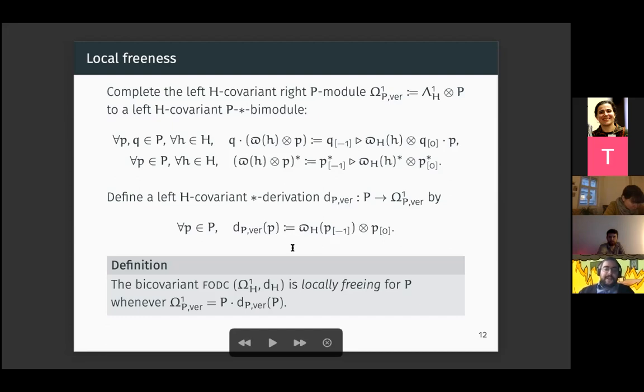And so now it makes sense to say that your bicovariant calculus on H is locally free whenever this bimodule is actually generated by the range of the derivative on P. In which case you really do get a differential calculus, which you can call, if you like, the vertical calculus. When you unpack it in the commutative case, it really is local freeness.